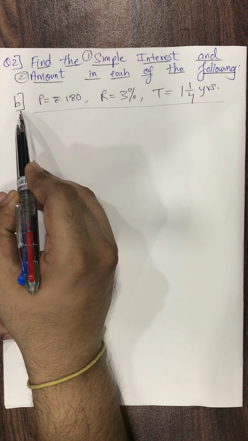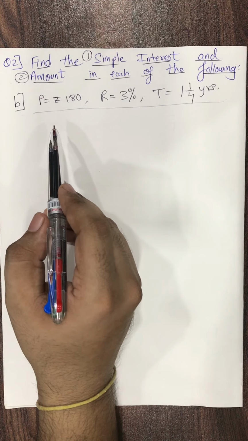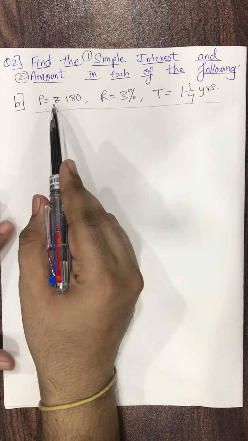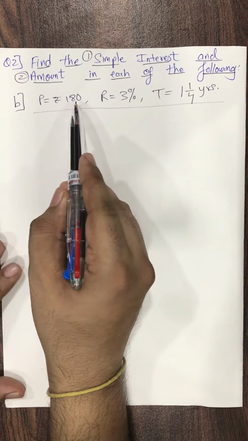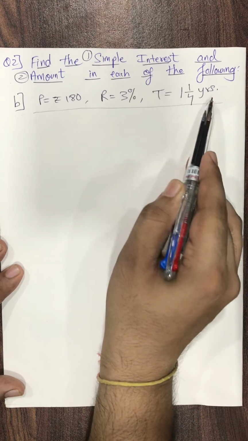And I am doing sub question B. The data given to you is principal, capital P, rupees 180. R, the rate of interest, is 3%. T is 1 1/4 years.